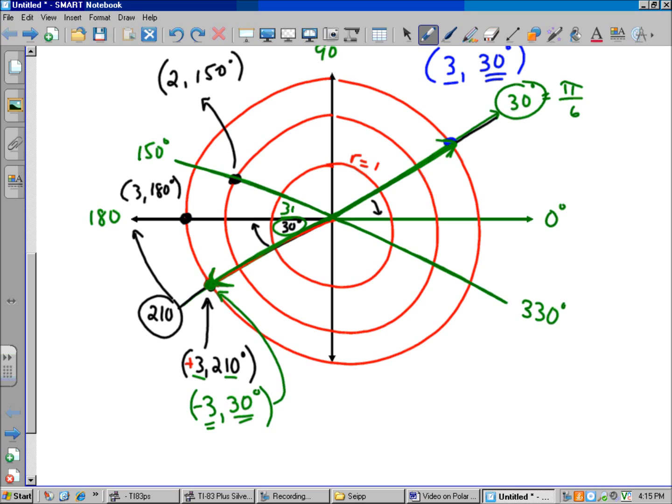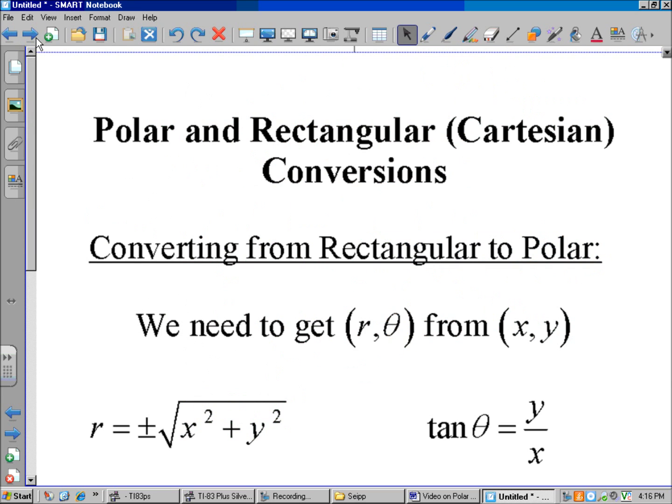It's a 30-degree reference angle in the second quadrant, so it's going to be the same thing in the fourth quadrant. And this point here could be named (2, 330 degrees), right? This point could also be named (-2, 150 degrees), right? Because I'm going to go not towards the 150 degree line, but away from the 150 degree line for negative r values. All right, so that's a basic idea of polar coordinates.